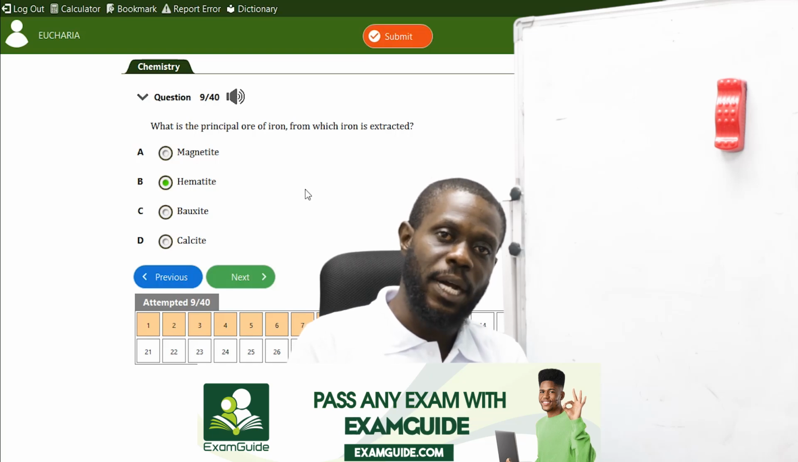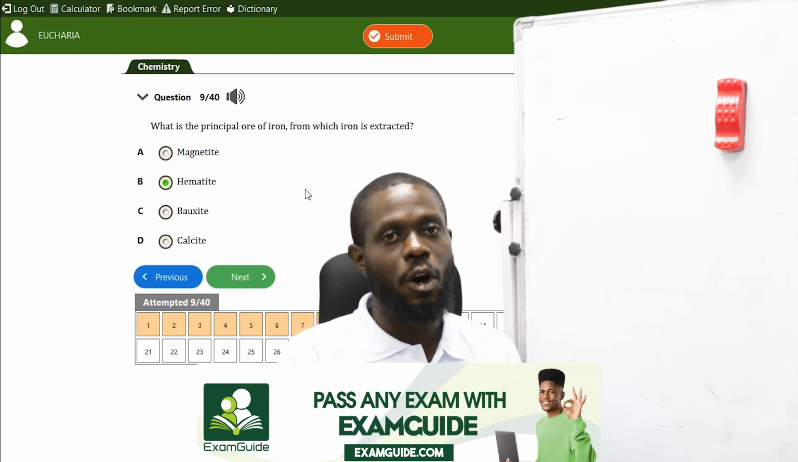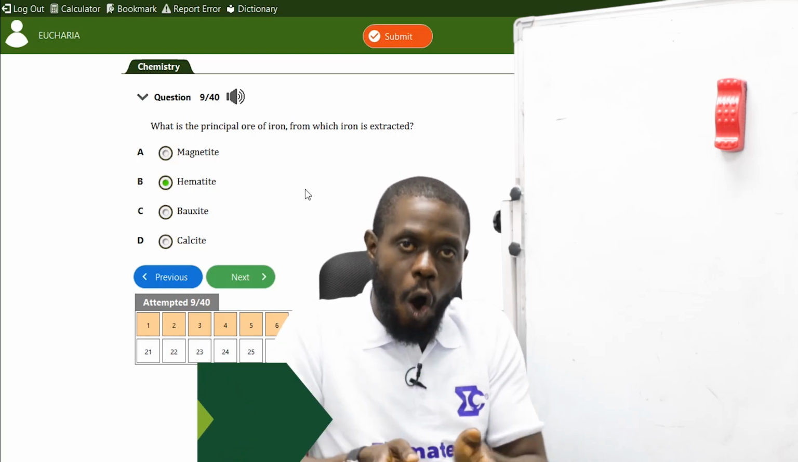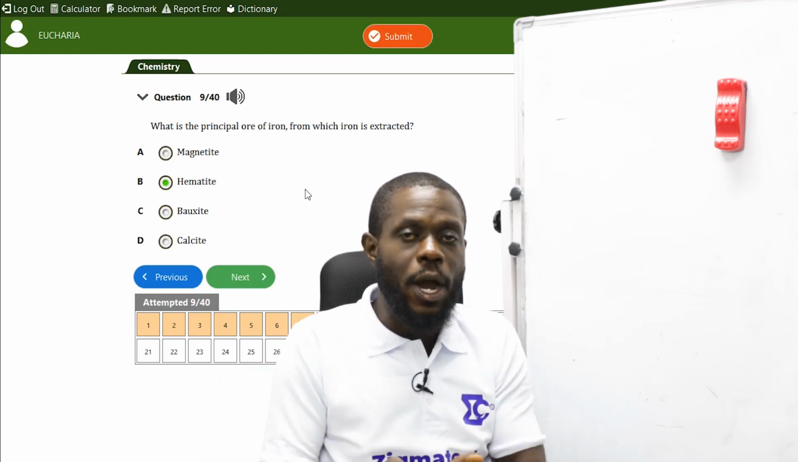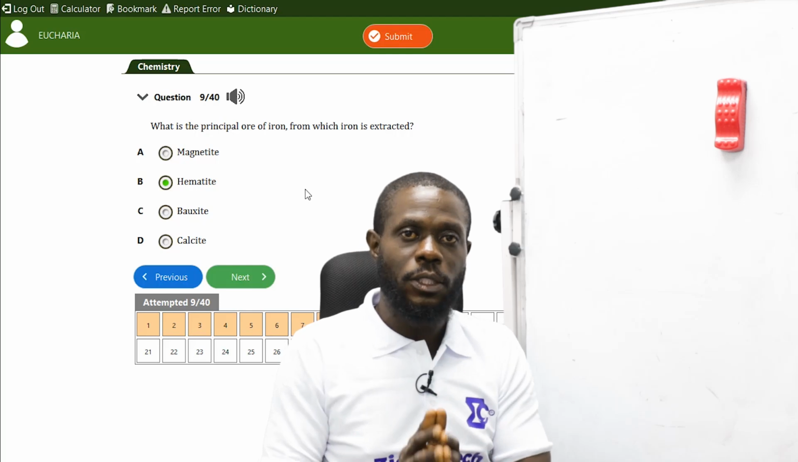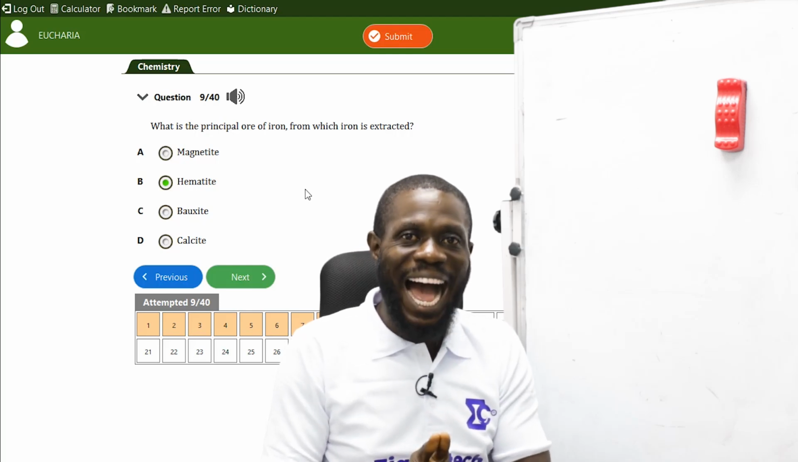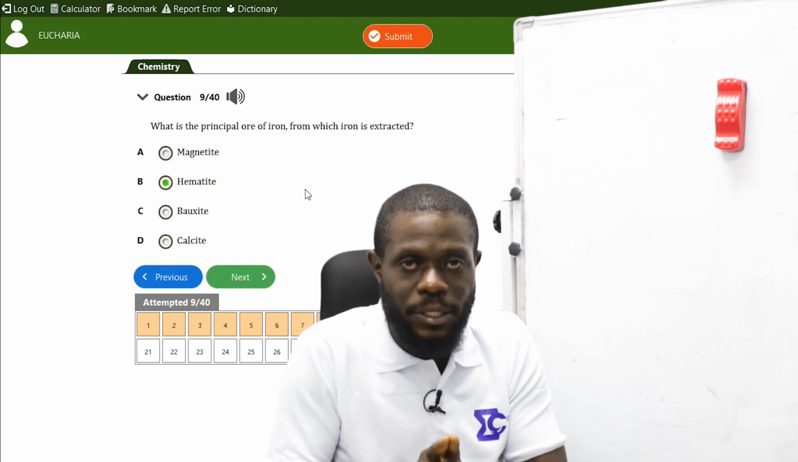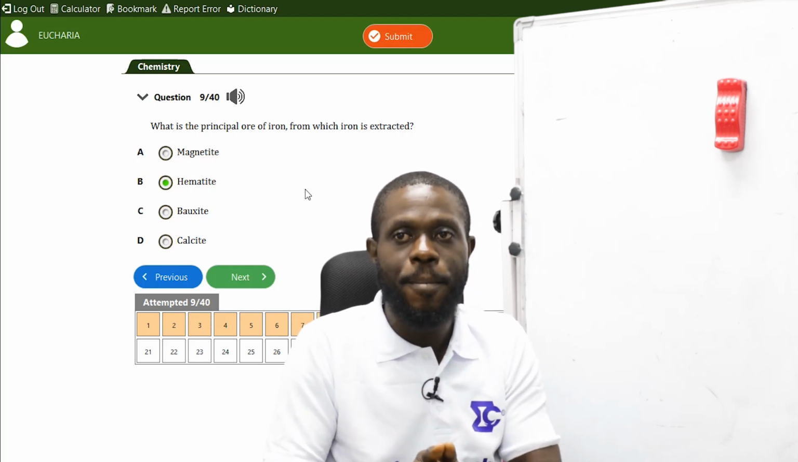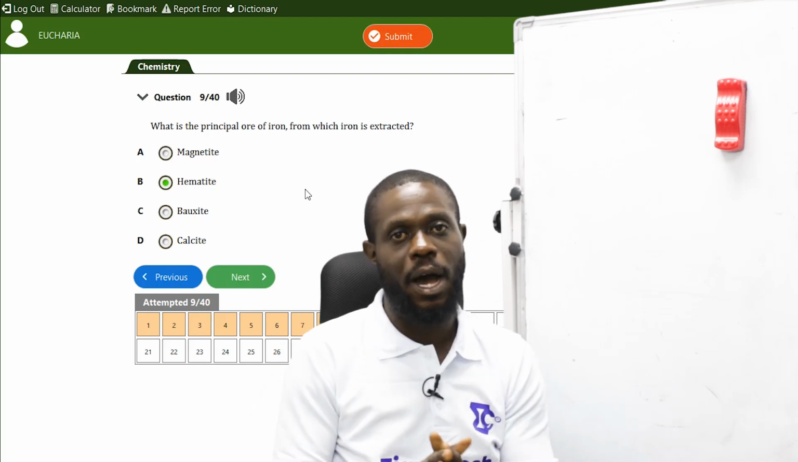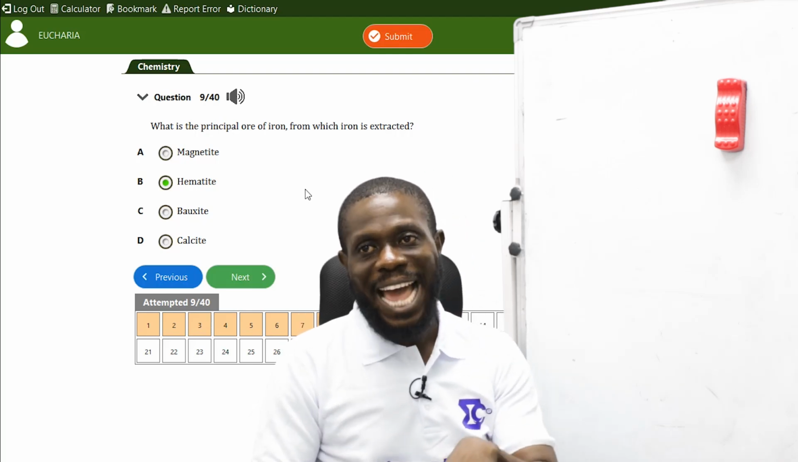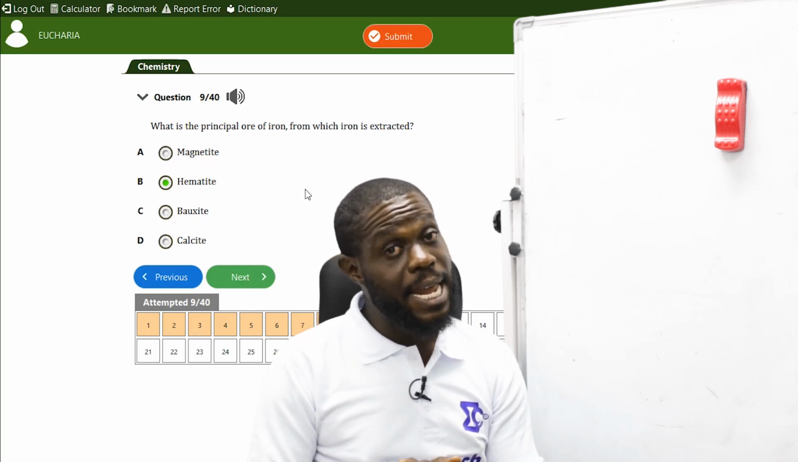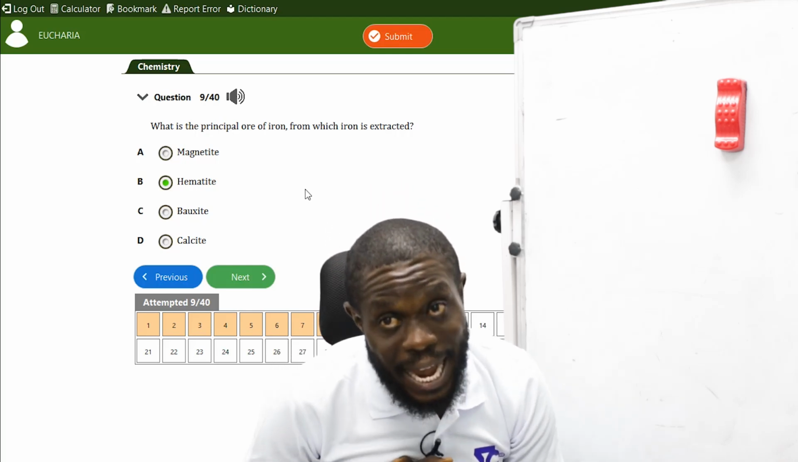When the metals are extracted and modified for use, it's called metallurgy. I repeat, an ore, iron ore, aluminum ore, any ore, is defined as a region or an area where metals are found. When I say ore of iron, it means an area where iron is found. And that area is called hematite.